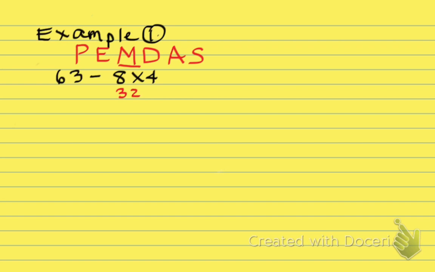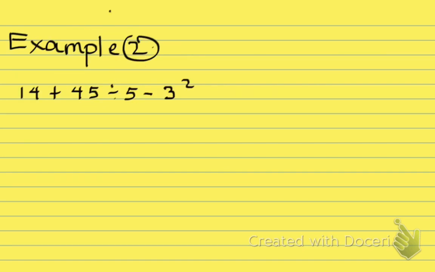So we have 8 times 4, the answer is 32. So let's copy 63 minus 32. Now, solving 63 minus 32 equals 31. So that is our final answer. Now let's move on. Let's look at the second example.